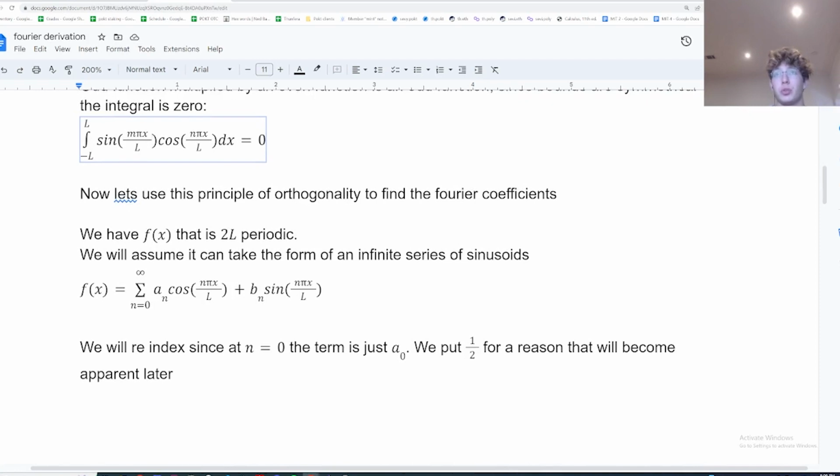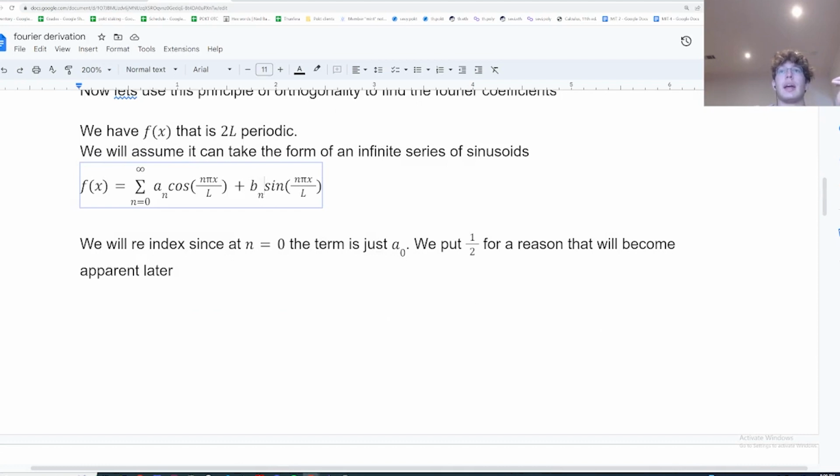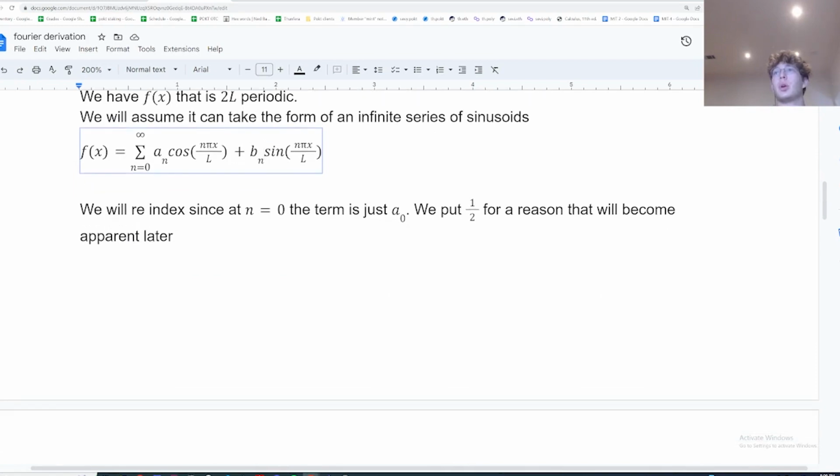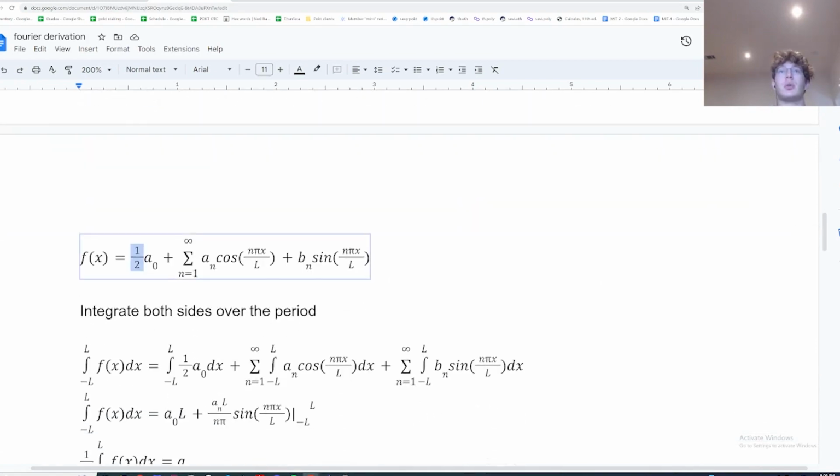So now that we've demonstrated this principle of orthogonality, we're going to use it to find the Fourier coefficients. First, we have a function f of x that is 2L periodic, and since we're doing the Fourier series, we're going to assume it can take the form of an infinite series of sinusoids, as we have here. Each sinusoid of a respective frequency n has a coefficient a of n and b of n to go along with it. Since at n equals 0 there's no b coefficient, we're going to reindex just to simplify things, and we put a 1/2 in front of the a of 0 to make things simpler down the road. So we just reindex the series as such.